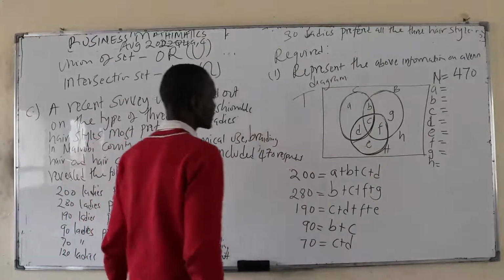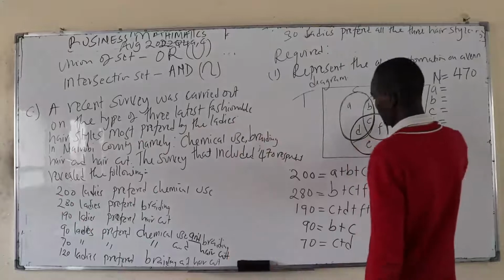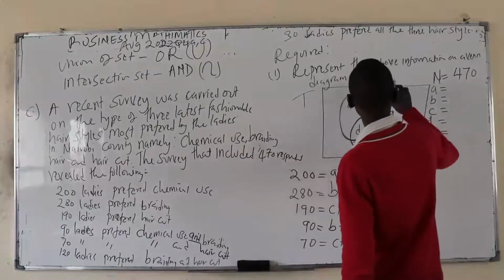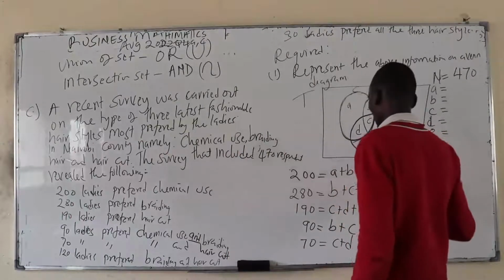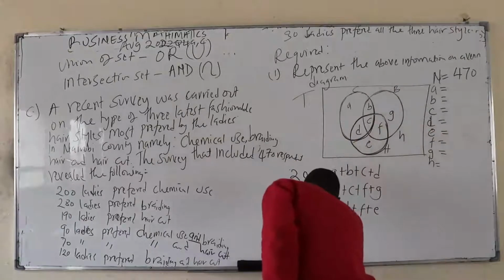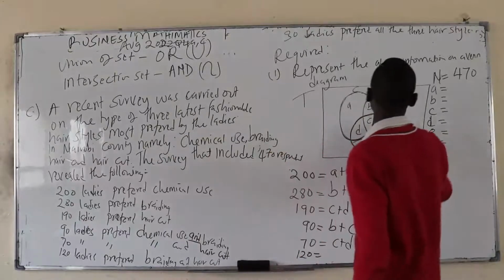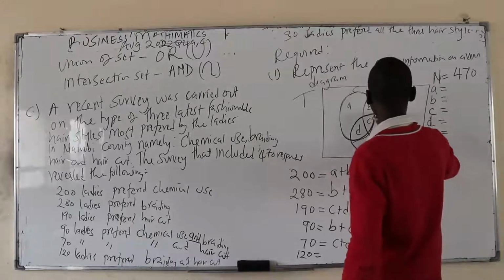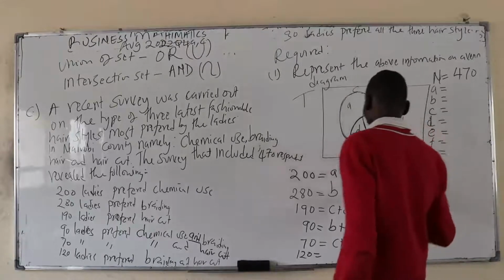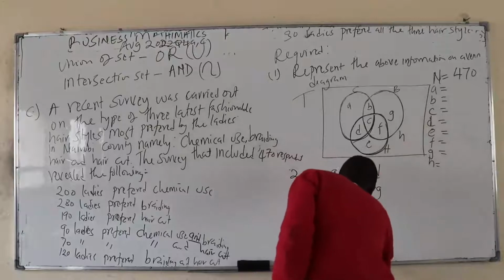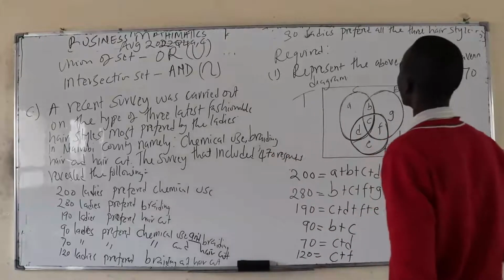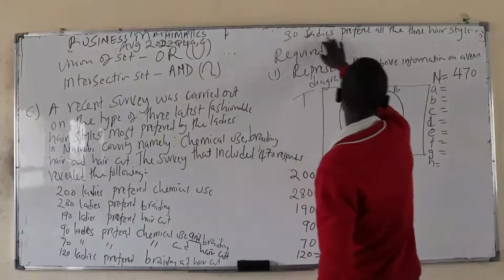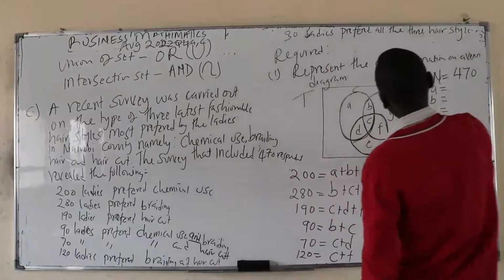Then 280 preferred braiding. So braiding is denoted by B. We put all those elements that are inside the braiding set: B, plus C, plus F, plus G. Tuko pamoja.